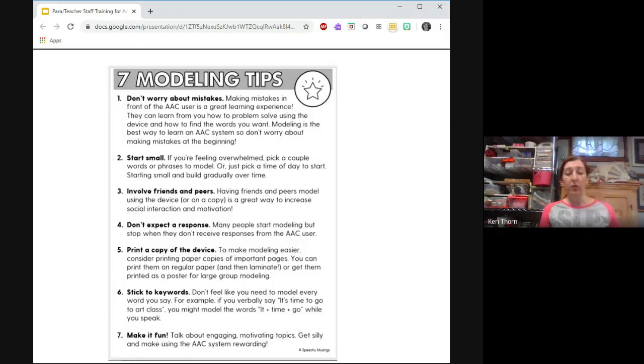Stick to keywords. Again, this goes back to the core vocabulary. We're going to get into that. But by focusing on simple words that they can use throughout their day, it's going to help generalize into so many more environments.